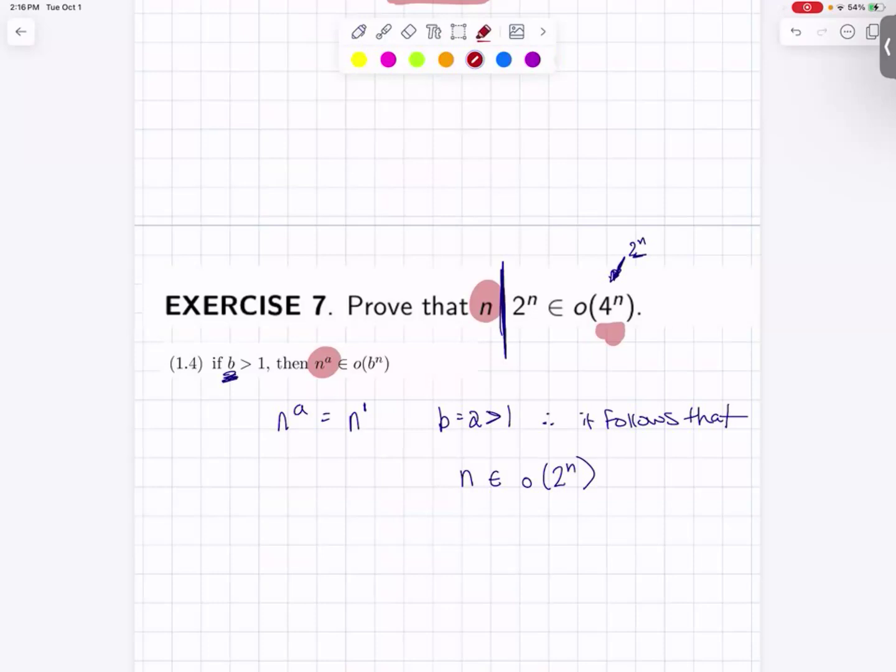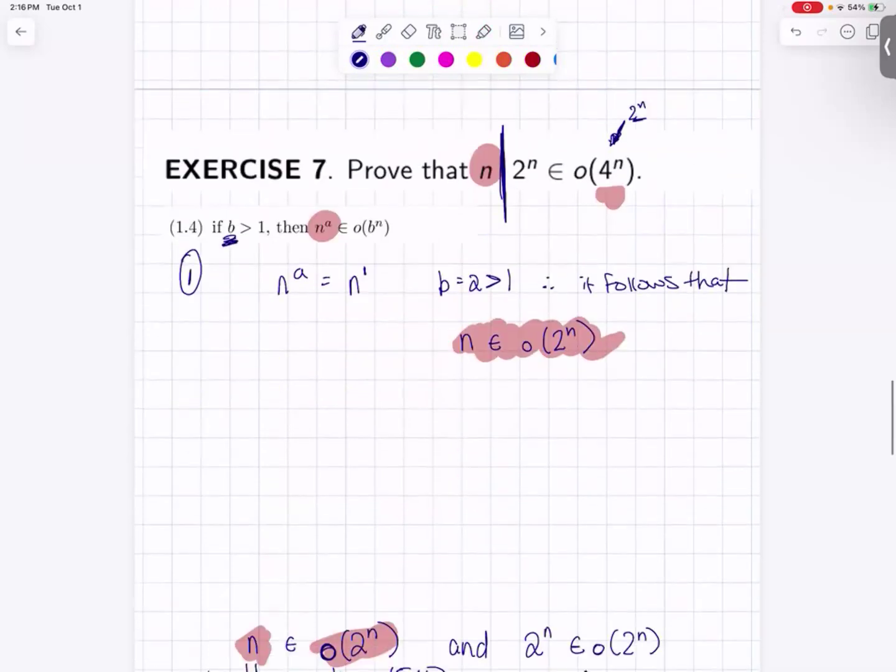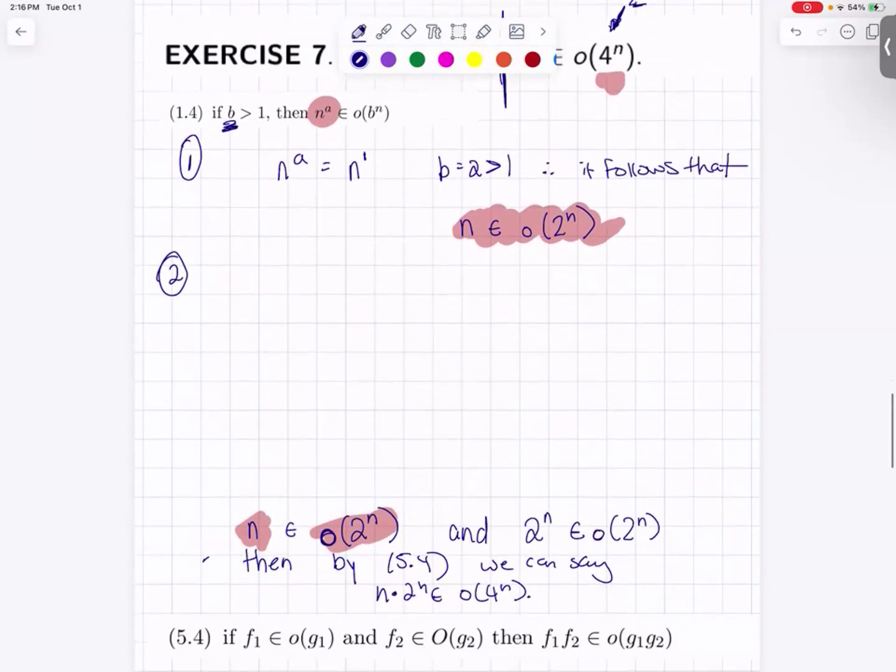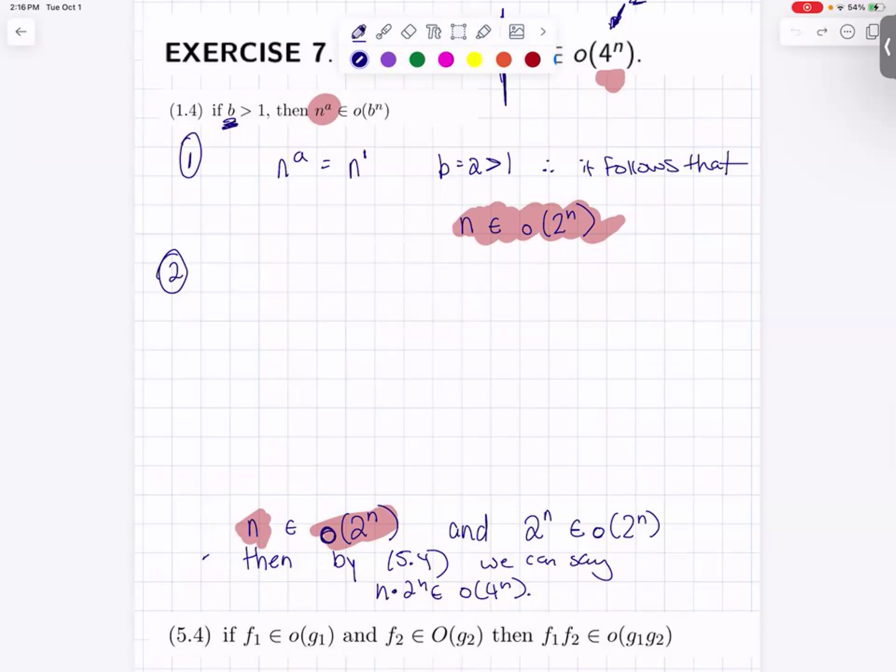And that's thankfully all we have to do for that first step. That's it. When we want to look at the second step, so now we've proven this side, and we want to figure out how we're going to do this side of things, 2^n is in little o of 2^n.